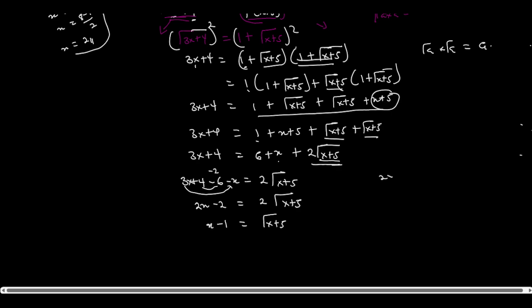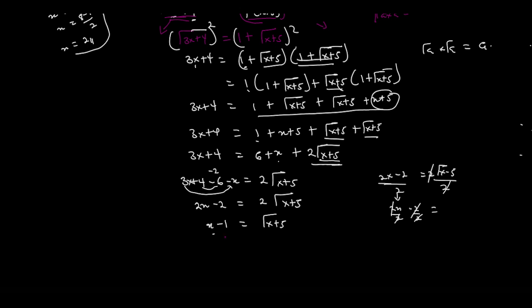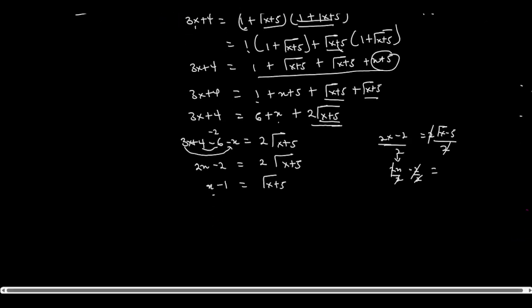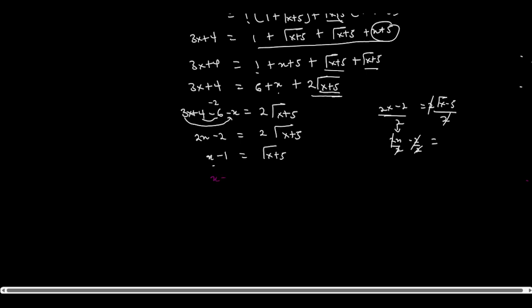We divided both sides of the equation by 2. So this over 2, this over 2. Now, this one is going to give us 2x over 2 minus 2 over 2 is equal to, this cancels this, right? And this cancels this, that cancels that. So that's the reason why we had this expression. So now we can square both sides again. Let's square both sides. So now we have x minus 1 all squared is equal to square root of x plus 5 all squared.